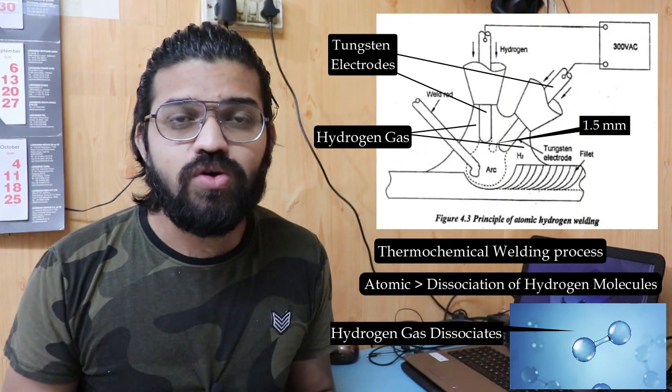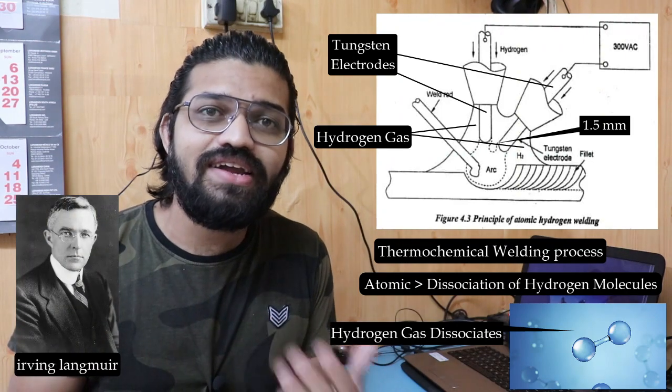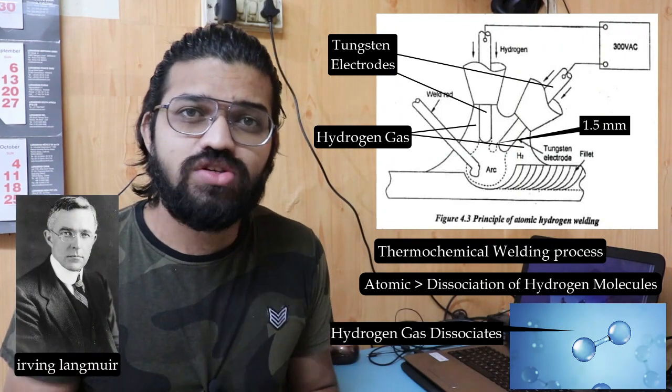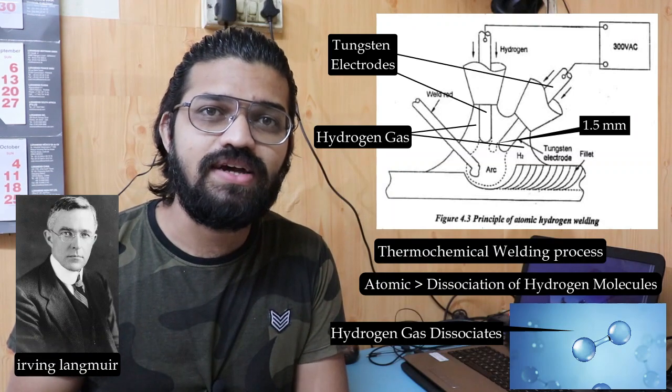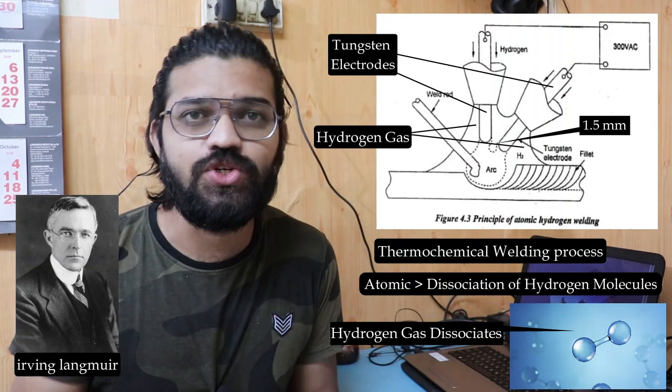This type of welding process was invented by Mr. Irving Langmuir in the early 20th century. He was an American chemist and physicist, and he invented this particular process at the beginning of the 20th century.